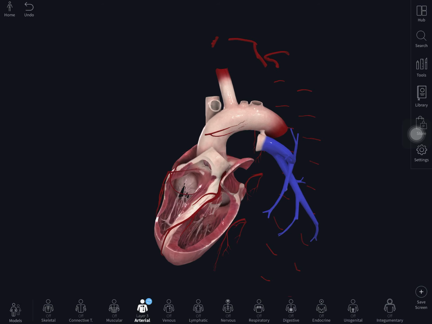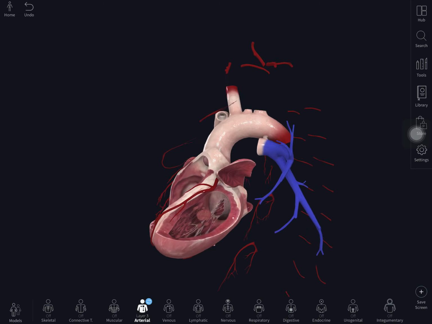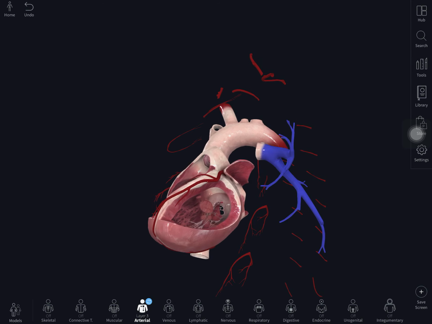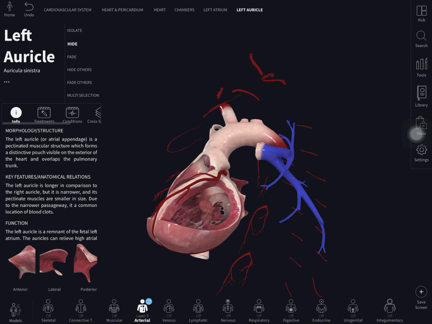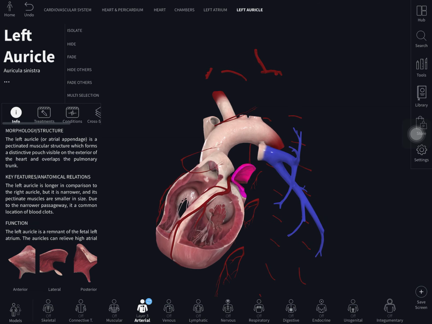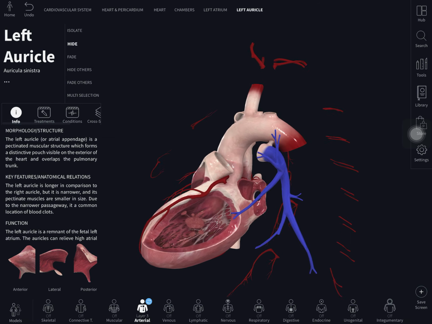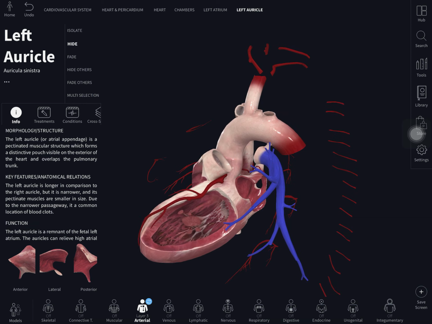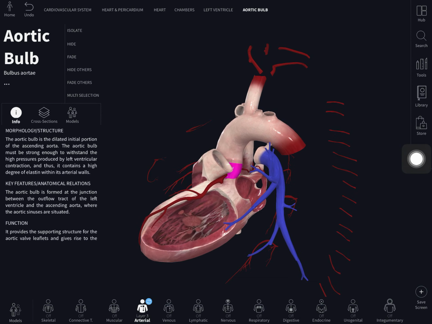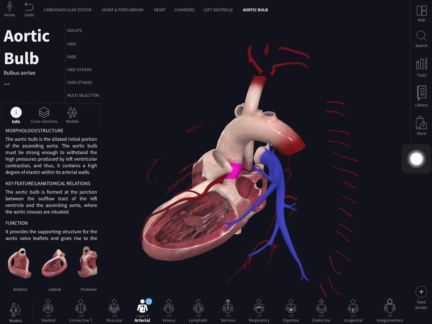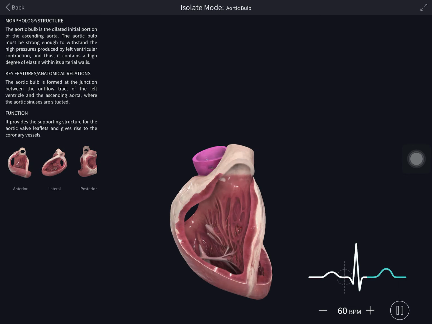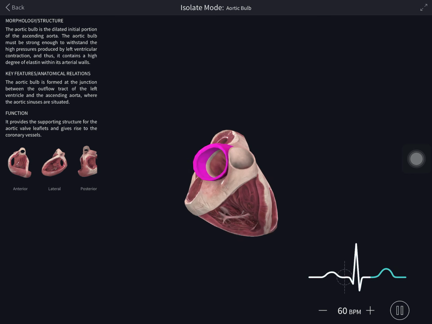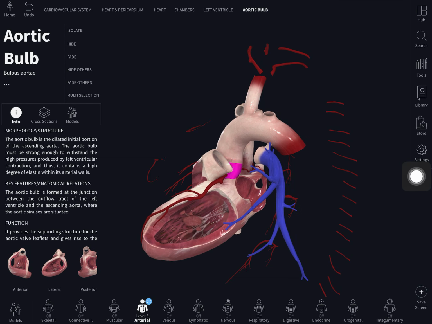Okay, you can see, I will hide the left auricle. Now you can see, this is the left ventricle and this is the aorta. This is the aortic bulb, which has a 2.5 centimeter diameter.